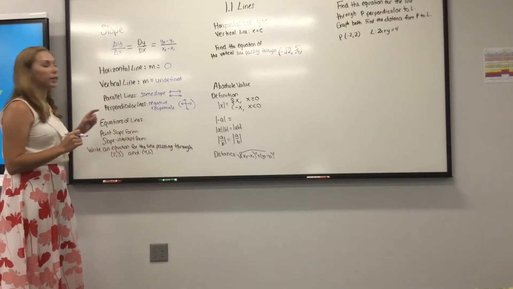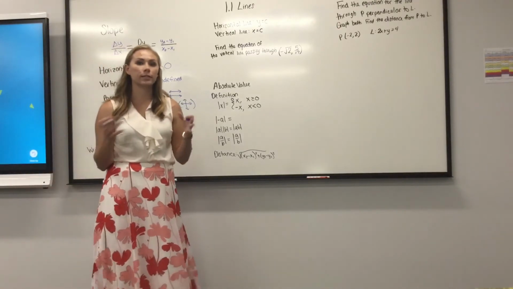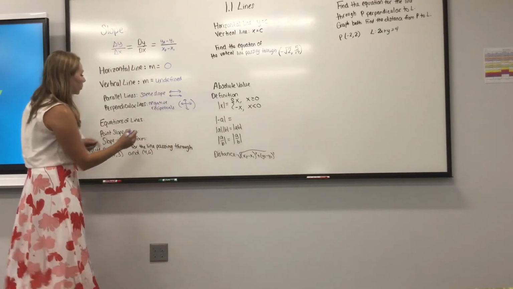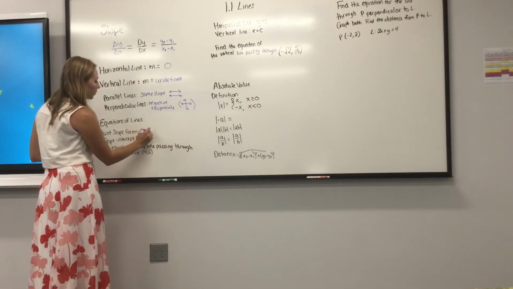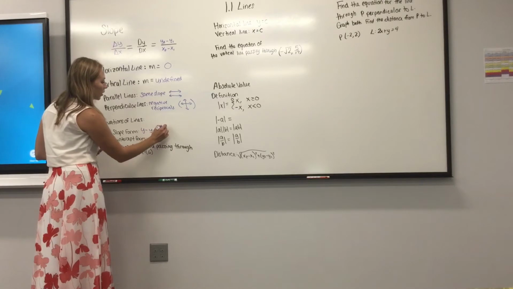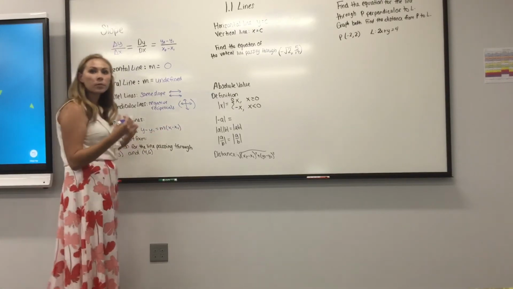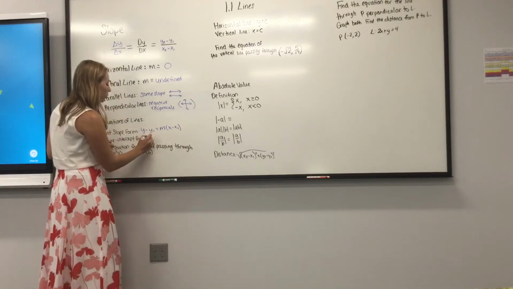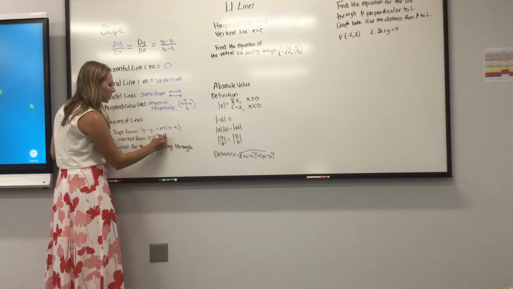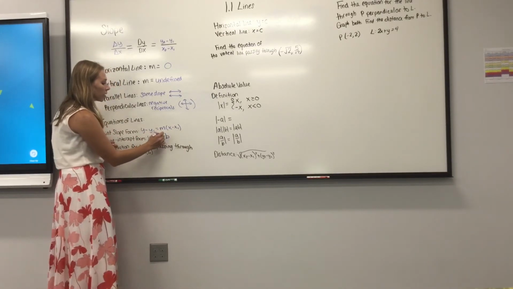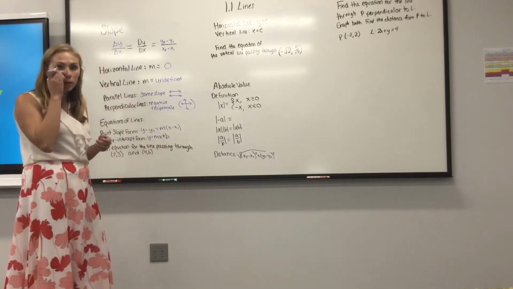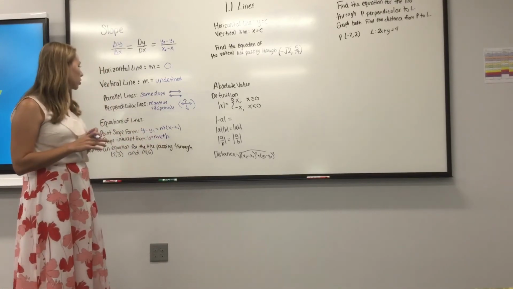Our equations of lines. We have multiple equations of lines in just different formats. We have our point slope form, which is y minus y1 equals m times (x minus x1). And we also have our slope intercept form, the most common form. Point slope form is a little bit easier in calculus because we can just set it up faster.